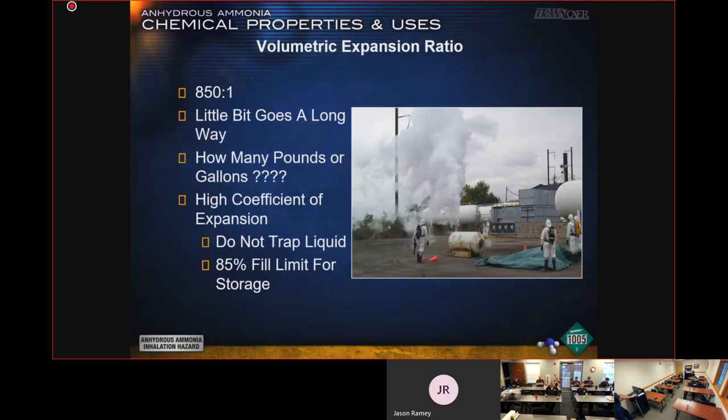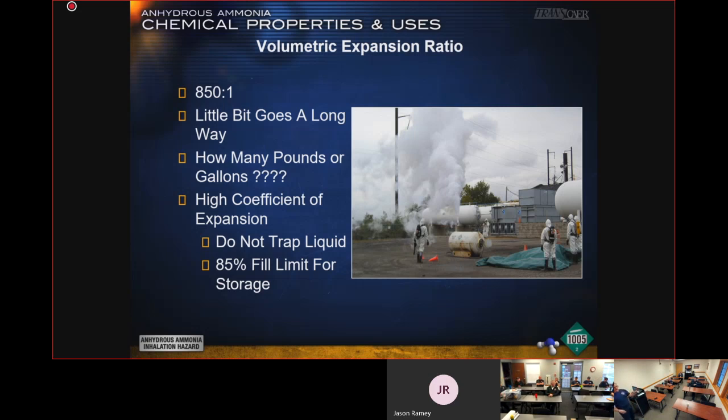So just because it's not a full tank, it does somewhat make it more at risk, but not enough, with the way this stuff is so vulnerable. Again, that volumetric expansion ratio is 850 to 1. You can kind of visualize that, right? If I have 1 pound per square inch or whatever, once that leaves the tank, 1 gallon of this turns into 850 gallons. It expands in the atmosphere. So keep that in mind.